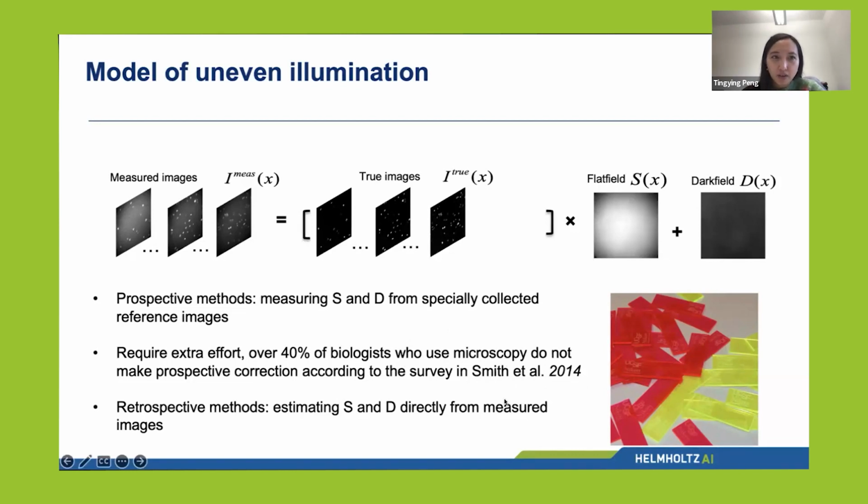And that's why people are now trying to propose retrospective methods, which means we don't need this slice anymore. We just take our image and try to estimate the flat field and dark field from the image directly and then do the correction. So there is no extra work for the biologist on their side.